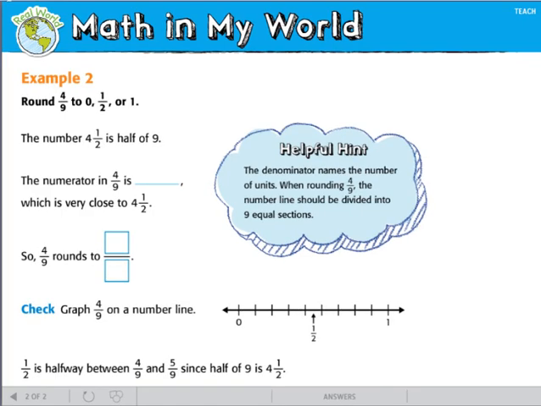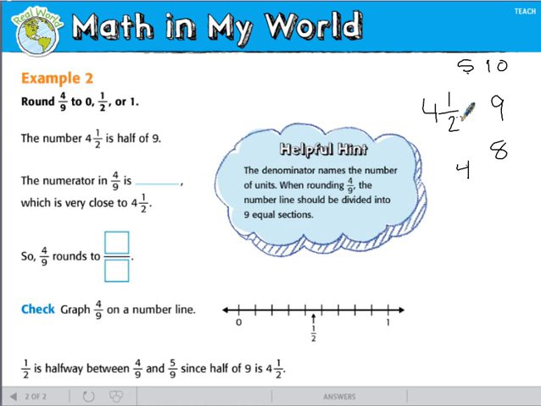Our second example for the day. We're going to round 4 ninths to 0, 1/2, or 1. The number 4 and 1/2 is half of 9. Remember this is how we figured it out? They can tell us that 4 and 1/2 is half of 9 because 10 is 5 and 8 is 4. So 9 falls right in between 5 and 4, which is 4.5.